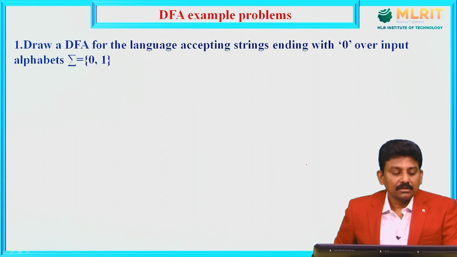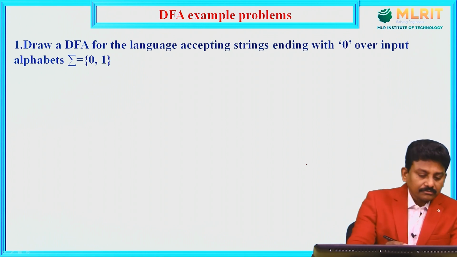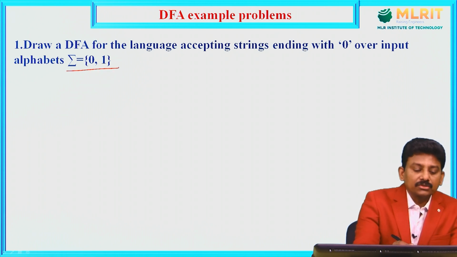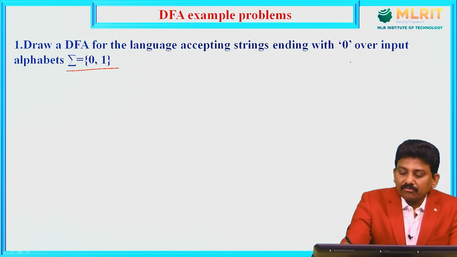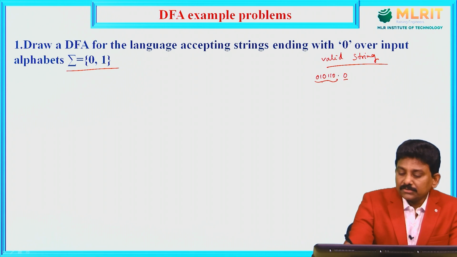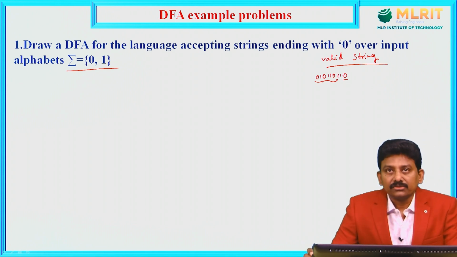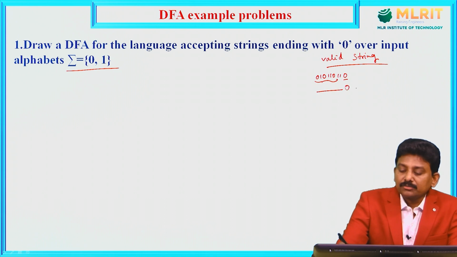First one, draw a DFA for the language accepting strings ending with 0 over input alphabet 0, 1. Here the input alphabet is 0 and 1. The valid strings are any combination of zeros and ones that ends with 0. The last symbol must be 0. Before that we can have any combination of zeros and ones. Any ones, any zeros, any combination. The last symbol must be 0.